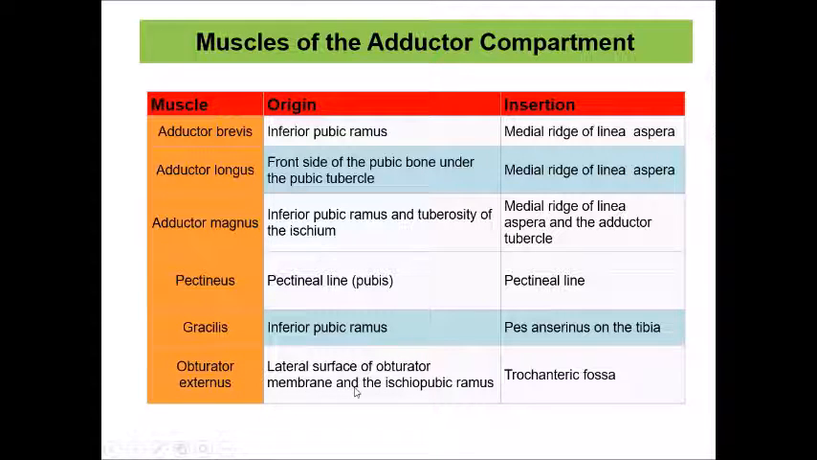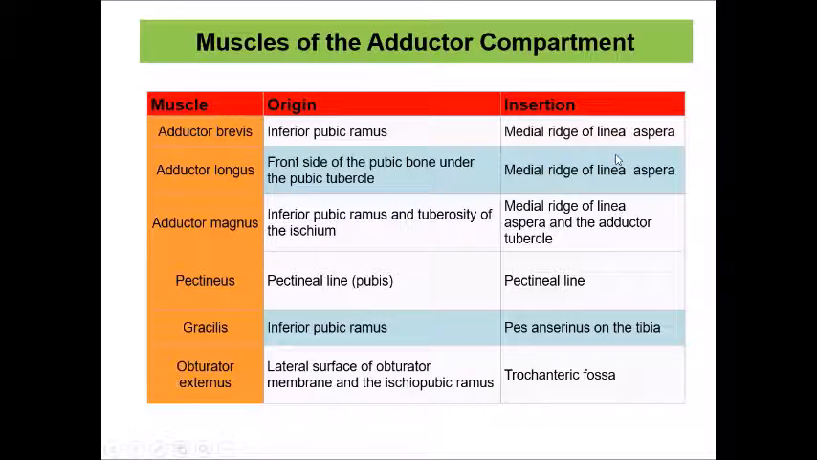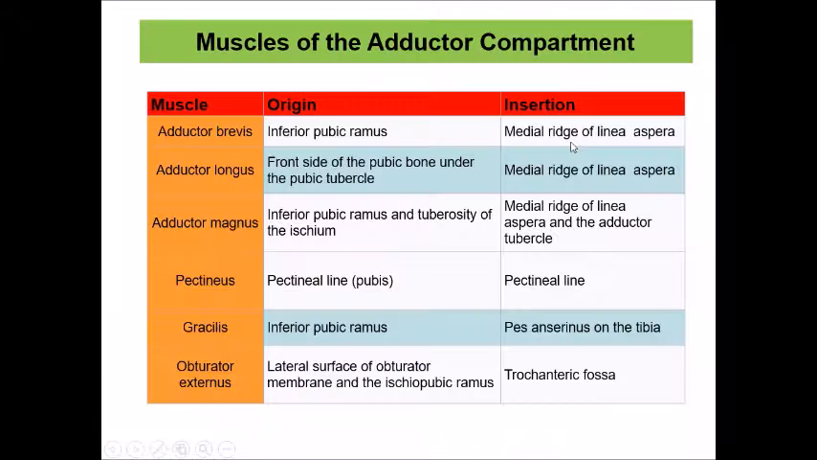Okay, so this will be taking origin from the lateral surface of the obturator membrane, which is present on the obturator foramen, and it also takes origin from the ischiopubic ramus. Some part will be taking origin not only from the foramen and its membrane, but also a small part from this ischiopubic ramus. So it will be taking origin from the ischiopubic ramus and gets inserted to the trochanteric fossa in the greater trochanter. If you can see, this will be going behind and gets inserted to the trochanteric fossa in the greater trochanter. This is the greater trochanter of the femur. This is the lesser trochanter of the femur.